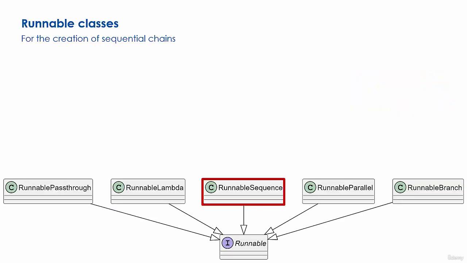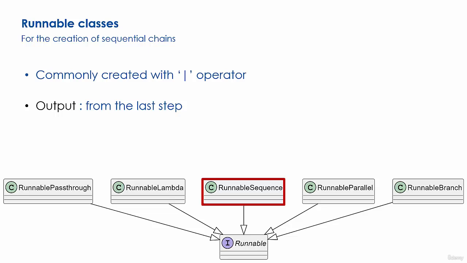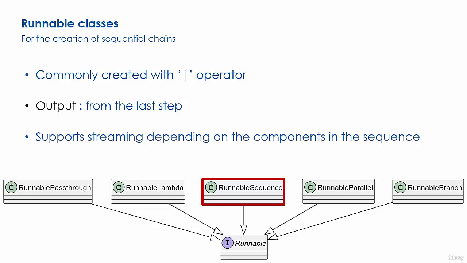Next runnable I'll discuss is the runnable sequence that combines components and chains to create a sequential chain. You can either directly create a runnable sequence instance or you can use the pipe operator. The pipe operator is commonly used and you have already seen the pipe operator in action. Output from the runnable sequence is the output from the last step in the runnable sequence chain. This runnable supports streaming if all the components in the chain support it.